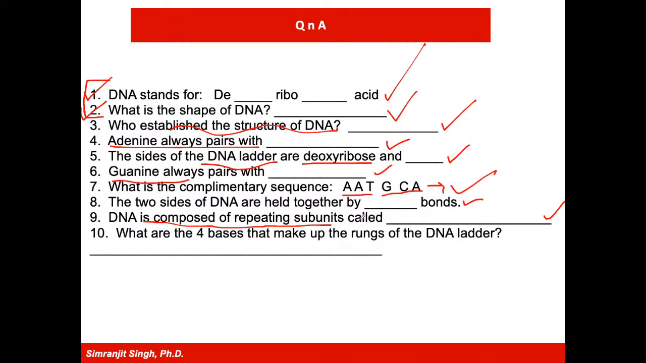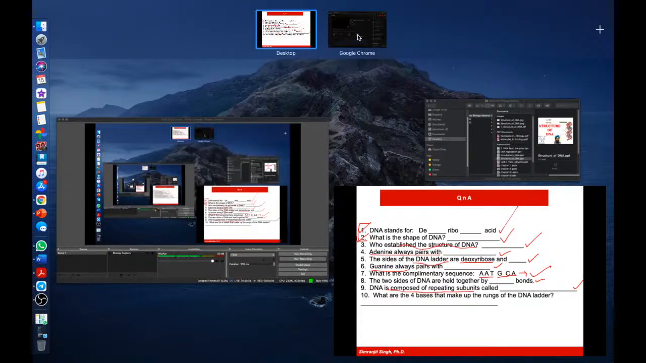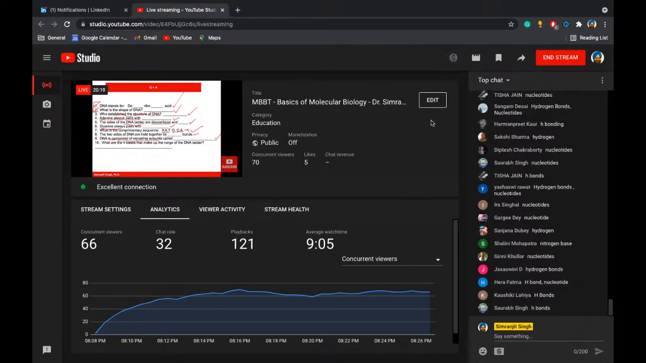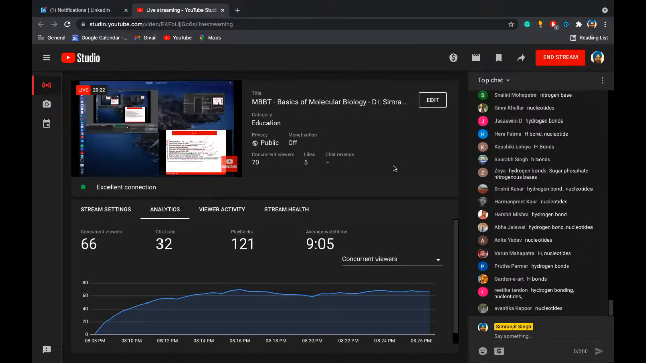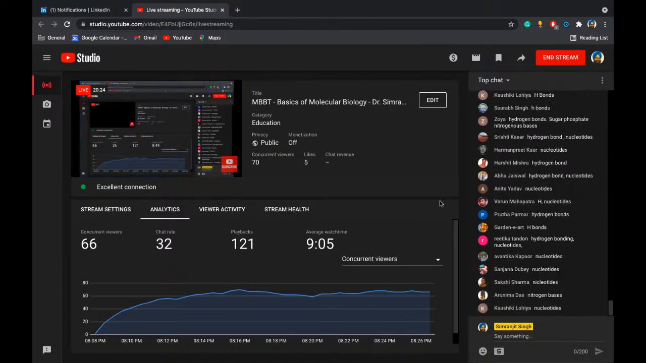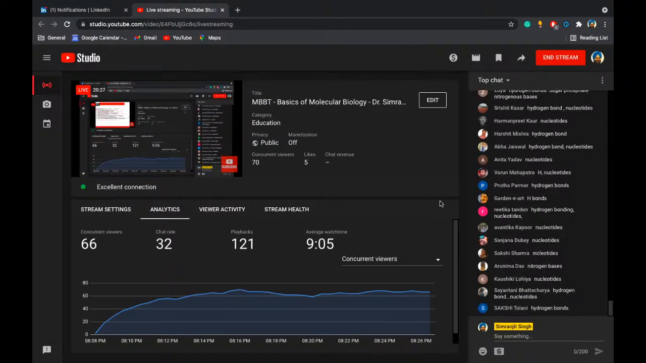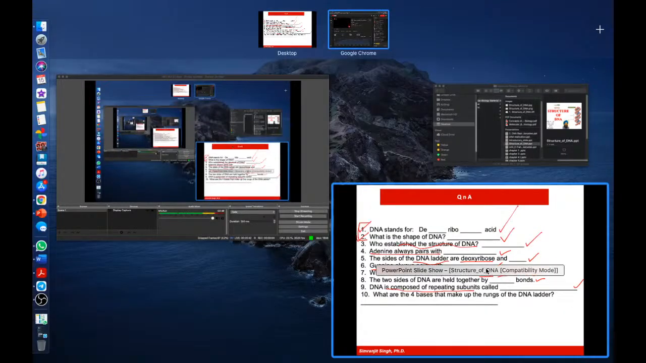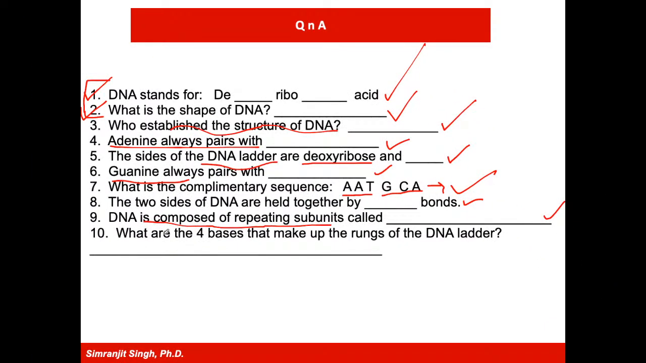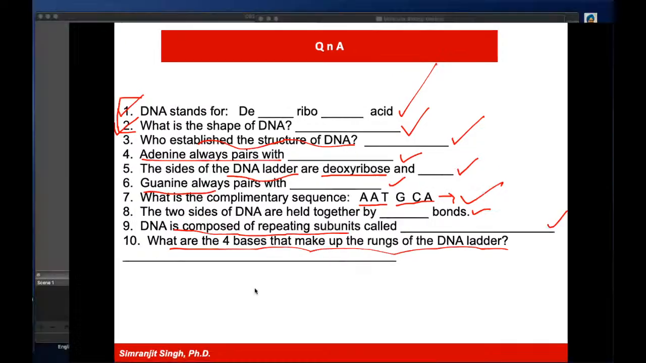And DNA is composed of repeating subunits, that is, DNA is made up of repeating subunits known as nucleotides. Right. Nucleotides will be the answer, not nitrogen bases. Good. Everyone is giving the right answers. So next question is, what are the four bases that make the rungs of the DNA ladder? This is very simple. What are the four nitrogenous bases which make the ladder of your DNA?